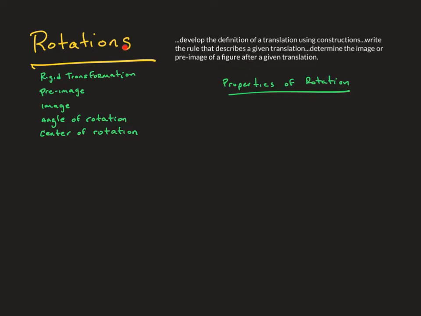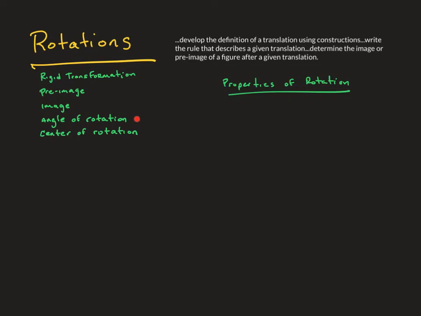So again, rotations are going to be a rigid transformation, and we want to remember that a rigid transformation is a transformation that preserves the size, the shape, the length, the lines and angle measures of a figure. And as we get into this rotation, it's a rotation in a plane, a transformation in which each point on the figure is turned through a given angle and direction around a given point called the center of rotation, such that the distance between the point and the center of rotation remains fixed.